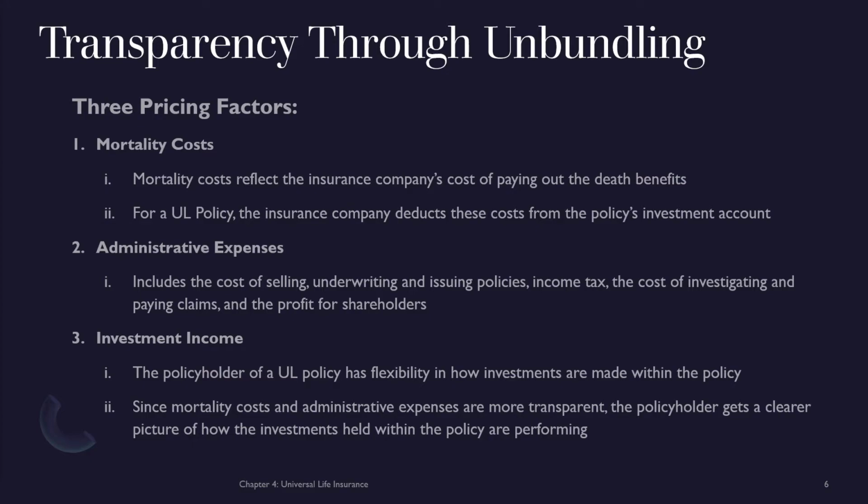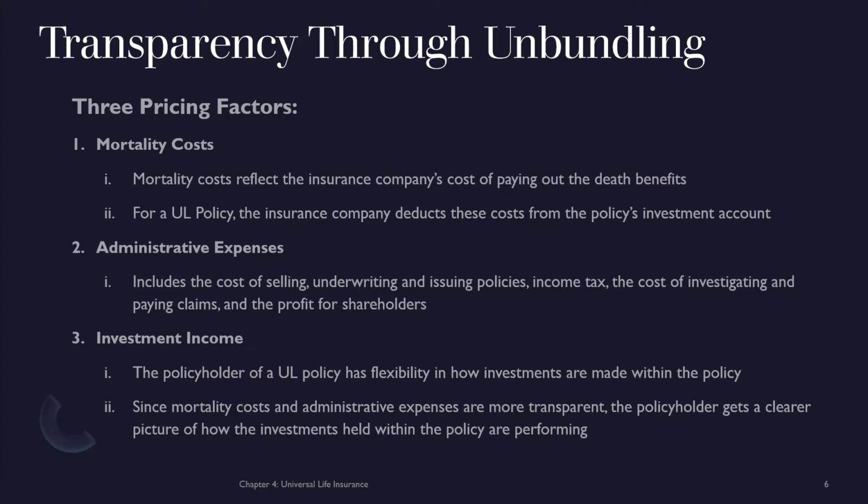Now, transparency through unbundling. So there are 3 pricing factors, and it is a lot more transparent than whole life policies. You can actually see the pricing factors in the UL policy, which is nice. The 3 pricing factors are mortality costs, administrative expenses, and investment income.